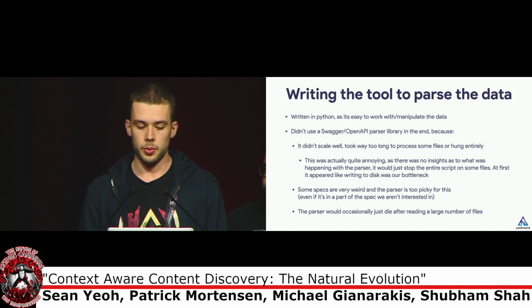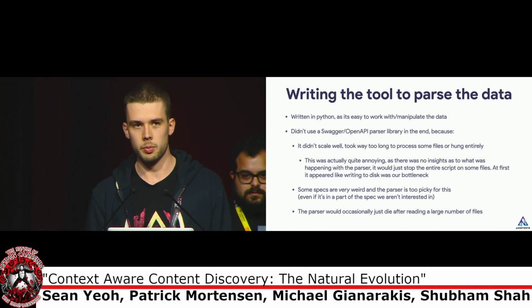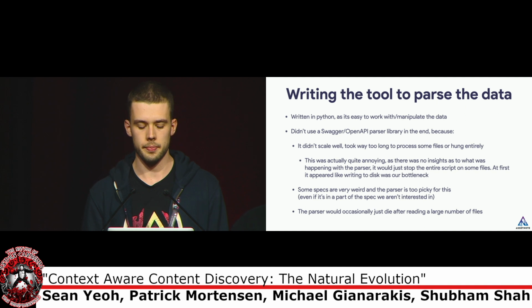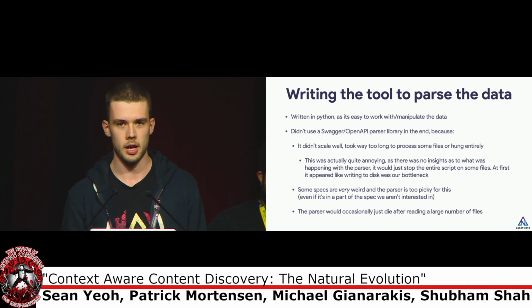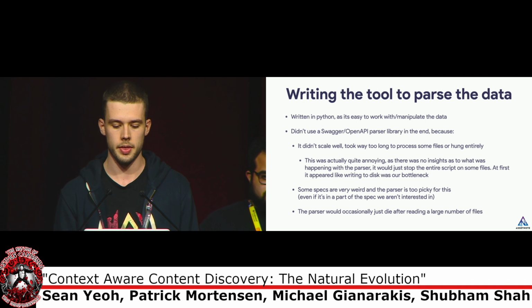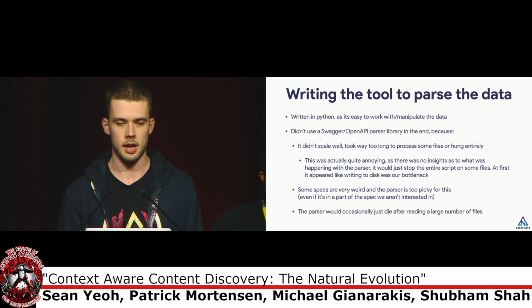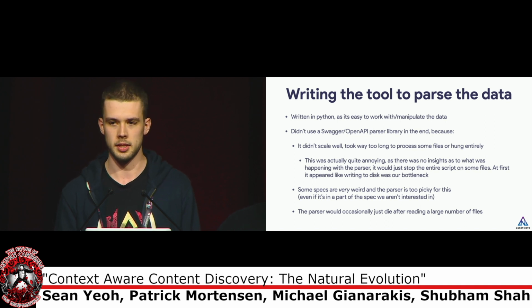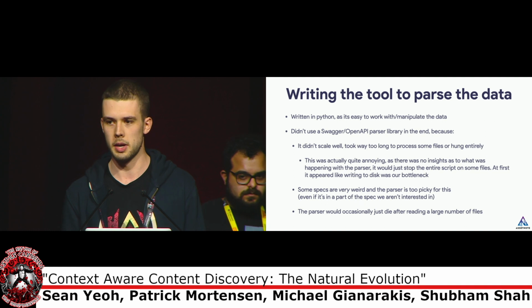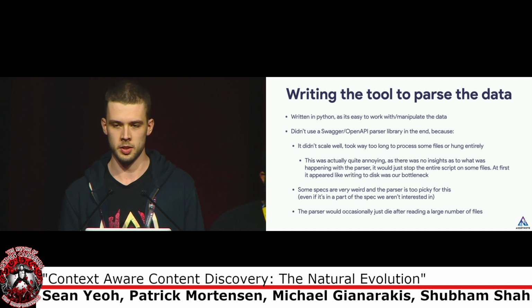So writing the tool, we want to write it in Python because it's easy to work with JSON data and manipulate the data. We had originally started off using a Swagger and OpenAPI parser library, but we ended up giving up on it because it didn't scale very well, especially with that amount of files. It would just sometimes hang, giving you no insight into why without really diving into it. It originally appeared like it was a disk writing issue, which I was trying to debug for a while, only to realize that this parser was just breaking on us.